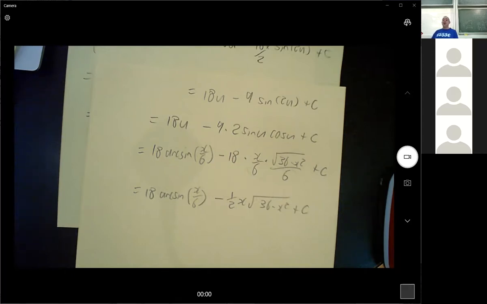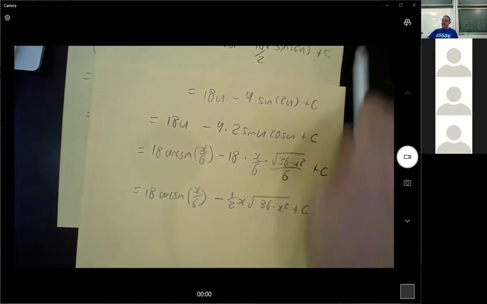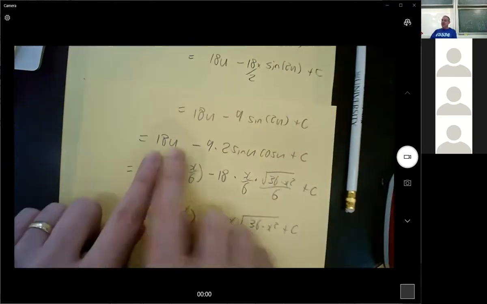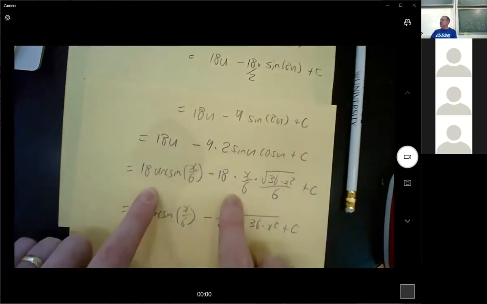Thoughts and questions about what happened here? No. This is how long trig substitution takes. Yes. So here, from there to there.